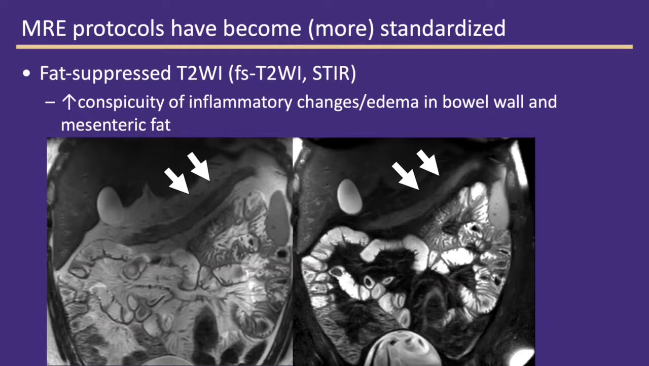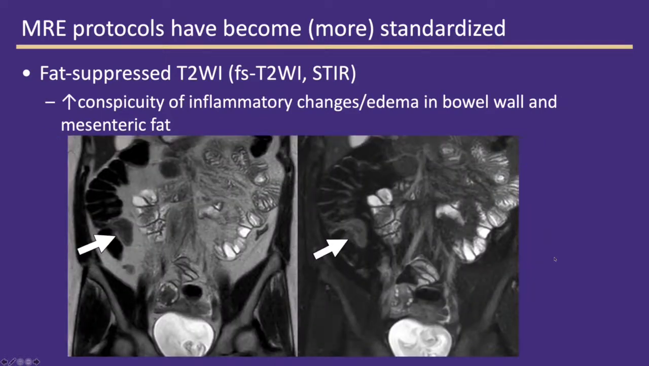The fat suppressed T2 weighted sequences are complementary to the non-fat suppressed sequences. These highlight the inflammation and intramural edema and make them more conspicuous as compared to the non-fat suppressed sequences, particularly in the mesentery. So you see side by side the same patient, non-fat suppressed on the left, fat suppressed on the right. You see the intramural edema on both, but the peri-enteric edema or the mesenteric fat stranding you see much better on the fat suppressed sequences.